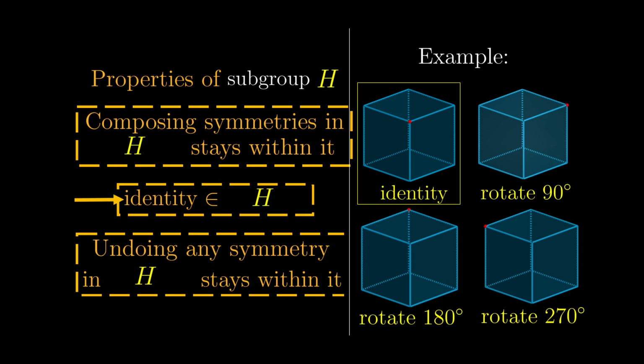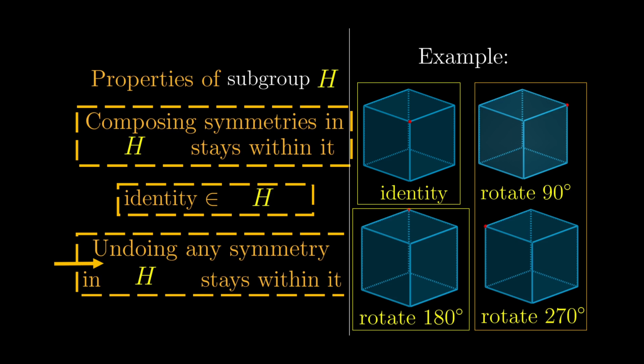So now it comes to undoing symmetries. Undoing the identity is of course still the identity because we have done nothing in the identity symmetry. This case is the same for a 180 degree rotation. The way to undo a 180 degree rotation is to do it again. And the remaining two undo each other. A 90 degree rotation undoes the 270 degree rotation and vice versa. And so, this set of symmetries really is a subgroup.